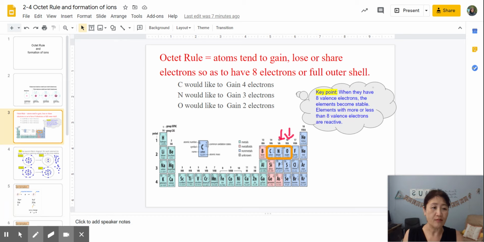So when the atoms have 8 valence electrons, they become stable. So whenever possible, these elements would like to gain or lose electrons to become more stable.